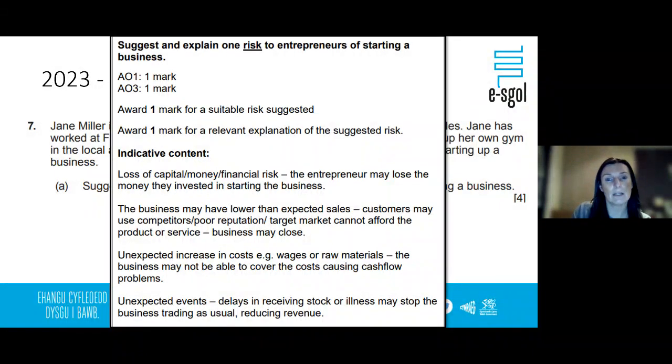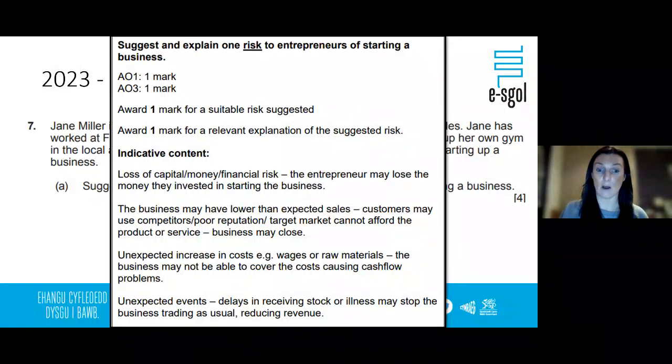And you have to remember the mark scheme is a very basic model of the answer. So you should really be padding this answer out and not putting it in note form. Unexpected increases in costs, wages and raw materials. The business may not be able to cover the costs, causing cash flow problems, and unexpected events as well could delay stock or illness might stop the business trading.